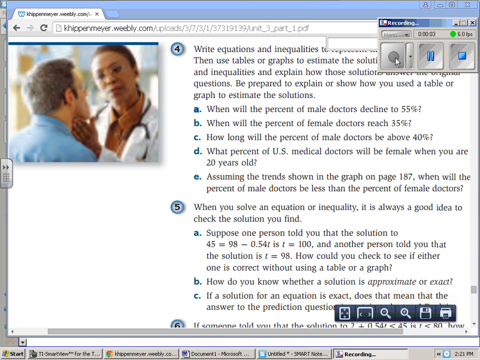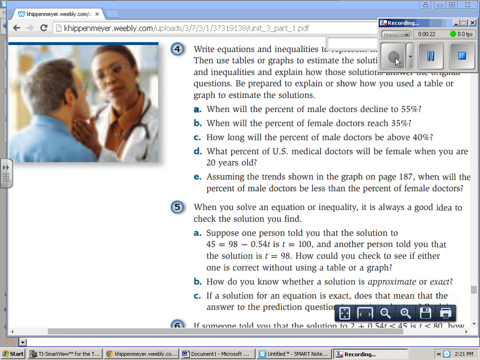We're now looking at number 5. We're looking at A, and A says, suppose one person told you that the solution to 45 equals 98 minus 0.54t is t equals 100, and another person told you that the solution is t equals 98. How could you check to see if either one is correct without using a table or a graph?